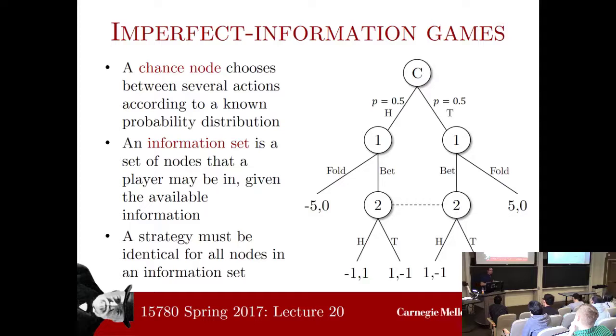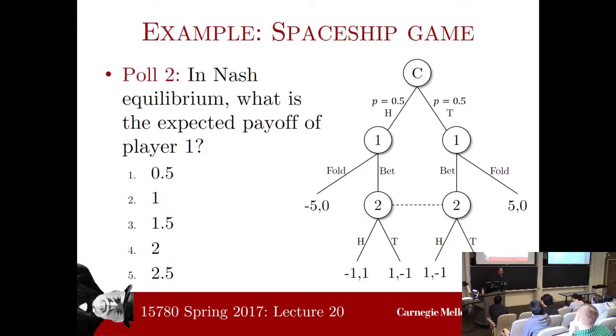So here's a question for you guys, slightly tricky. In a Nash equilibrium, so we're not being super formal here, but this is a game where it's very clear what the Nash equilibrium is, once you think about it. In general, there are some subtleties about defining equilibria in imperfect information games, but here it's pretty clear. So in Nash equilibrium, what is the expected payoff of player 1? Is it 1/2, 1, 1.5, 2, or 2.5? That's poll number 2.